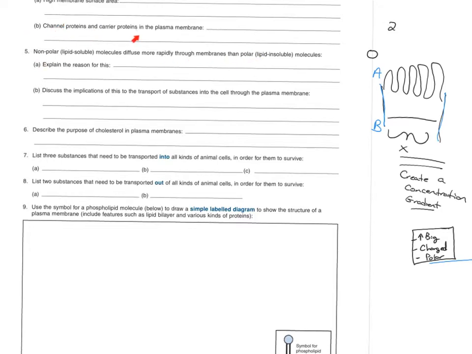Why do you need channels and carriers? Because you need to be able to carry polar stuff that's not lipid soluble through membranes. Why? Because of polar and non-polar. Like dissolves like. It's just that easy. Discuss the implications of transport of substances through a cell membrane. And we just discussed it. I literally just told you. You need to be able to move this stuff across the membrane somehow. So you need a carrier or a channel. Or you need to do phagocytosis or pinocytosis. And we'll talk about that in a minute.